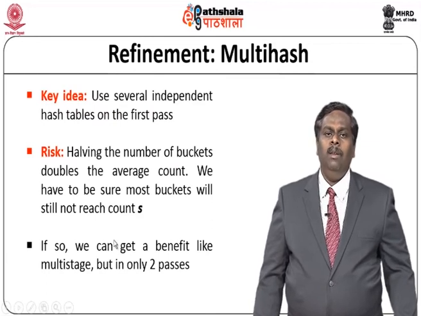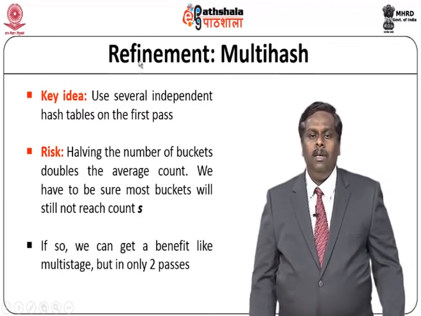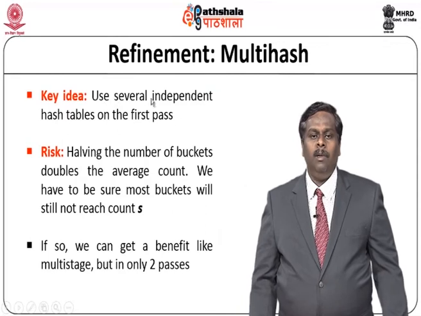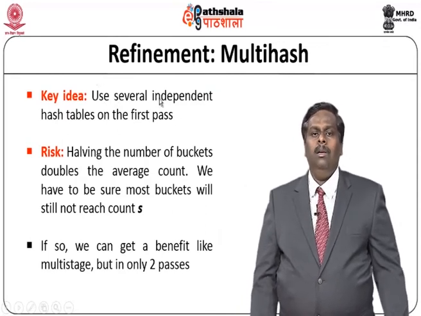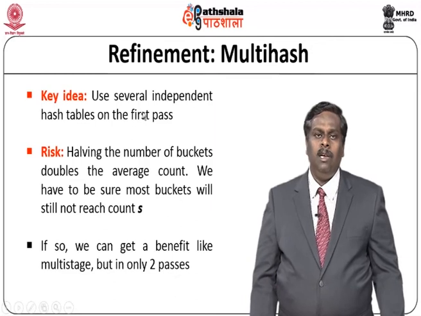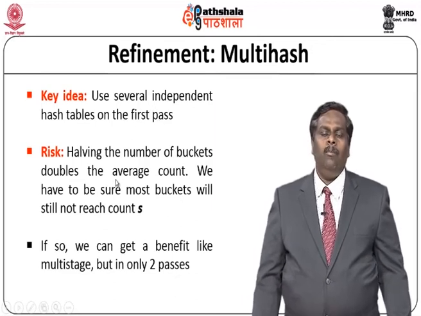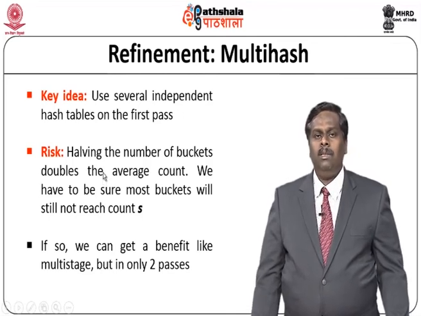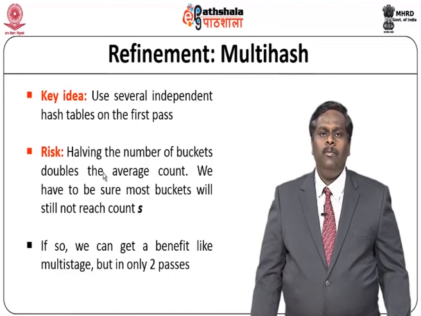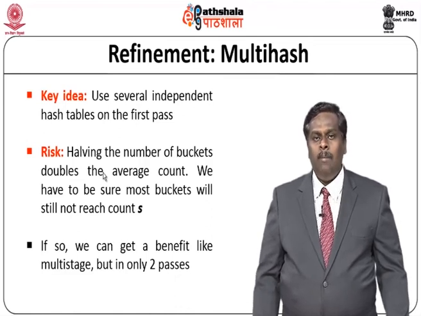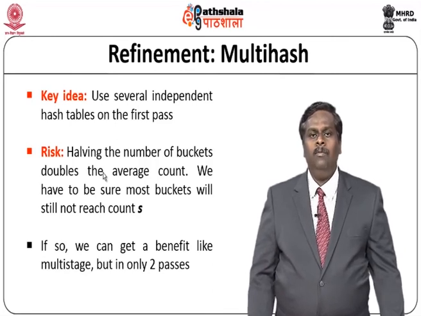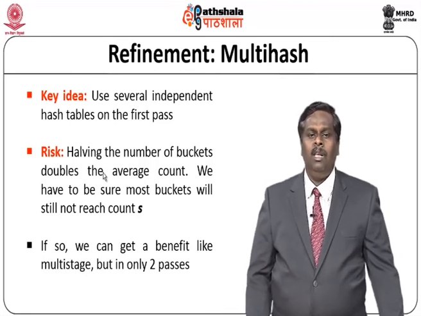Now, how may this be refined? The objective is, instead of working on independent hash functions, you can make use of more than one independent hash function and hash table in the first pass. But the drawback is that when you work on multiple hash functions and hash tables, half the number of buckets comprising pairs of items may increase in terms of the average count, sometimes even to double the average count.